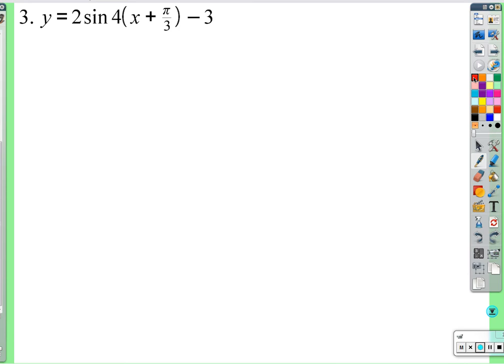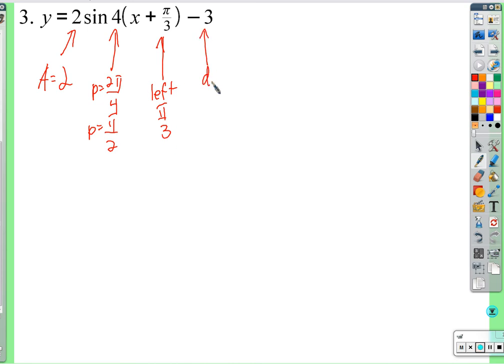Because you need to always do the horizontal shift after the period change. If you don't do that, the rules for doing that just are more confusing. Right? So much easier to change the period and then shift it. So we got amplitude 2. No flipping. Period equals 2 pi over 4. Period equals pi over 2. We got a shift to the left, pi over 3, and down 3.